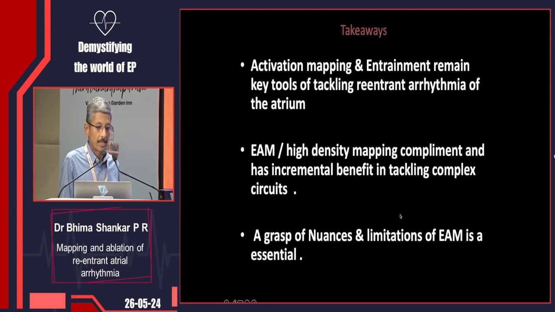I'll finish off with some takeaways. Activation mapping and entrainment remain the key tools for tackling reentrant arrhythmias of the atrium. Electroanatomic mapping and high density mapping complement them and have incremental benefit in tackling these complex circuits. It's important to have a grasp of the nuances and understand the limitations of EAM. That's essential while we treat these macro-atrial arrhythmias.